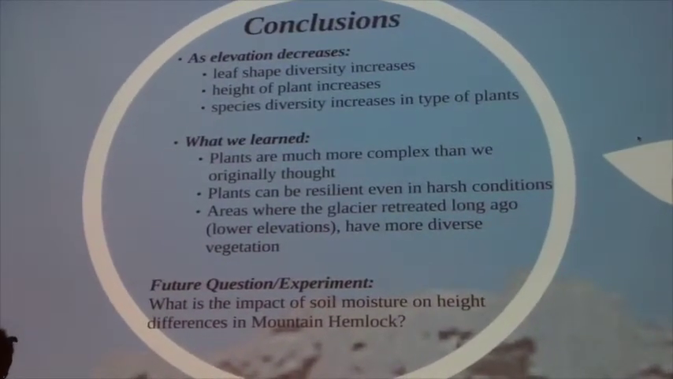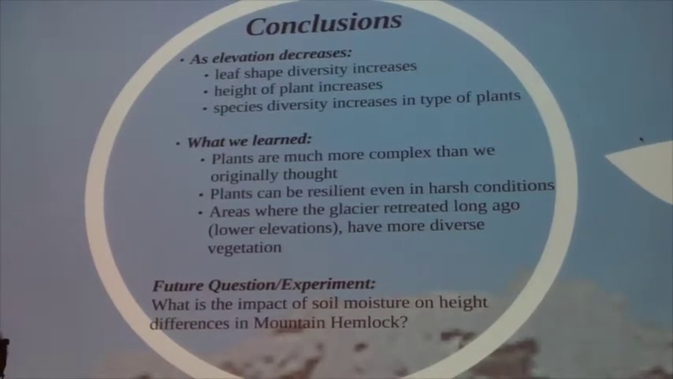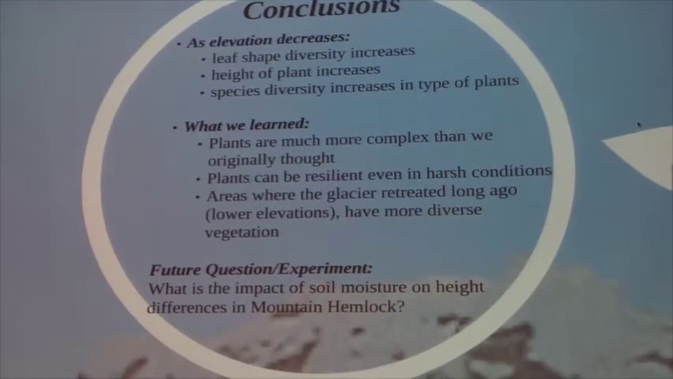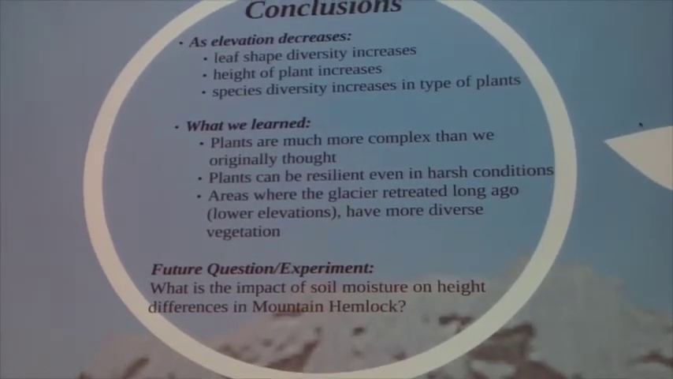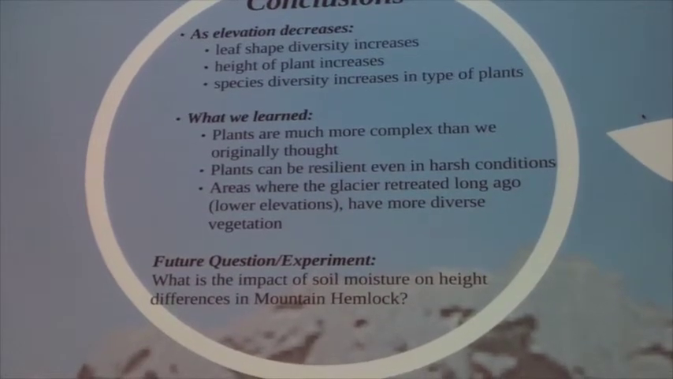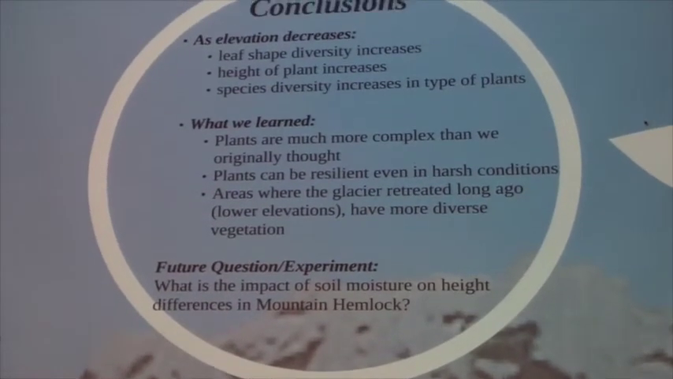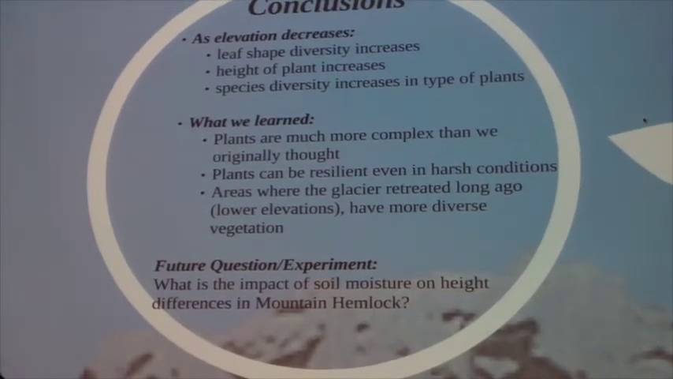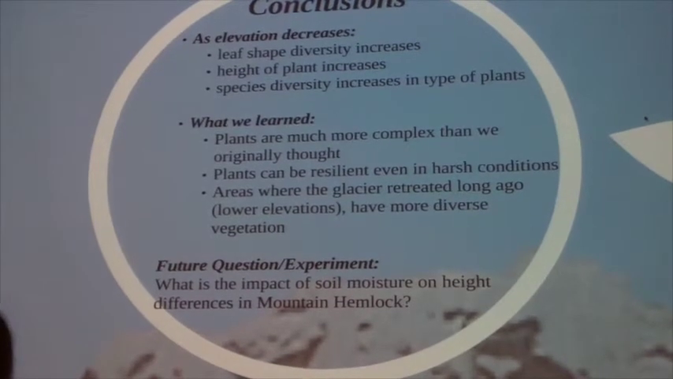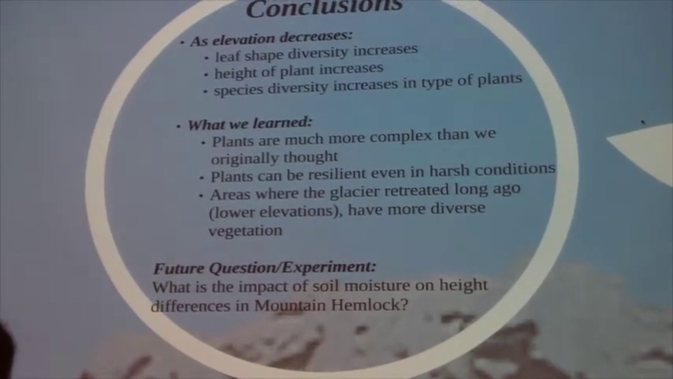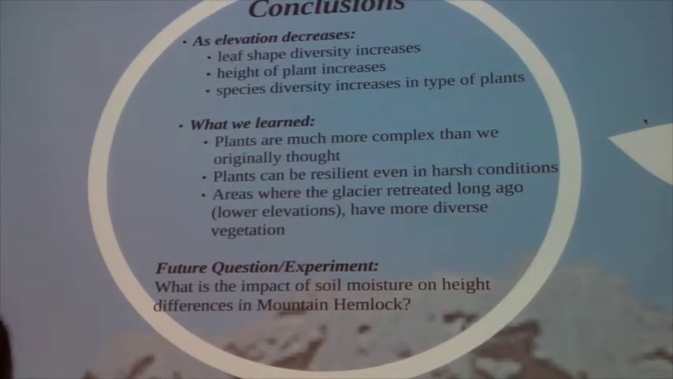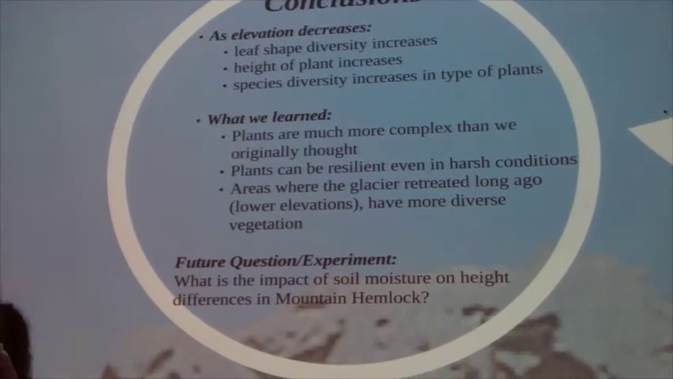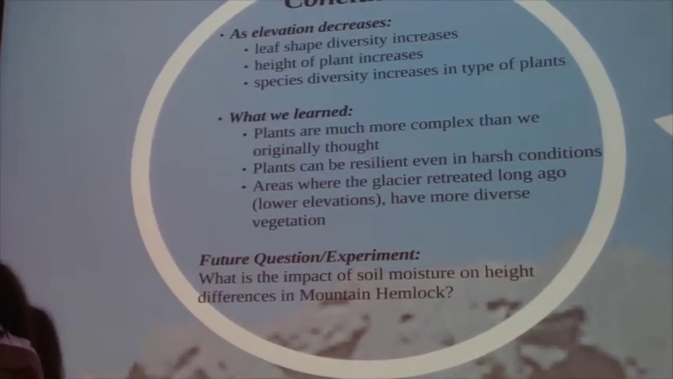Just to reiterate, the conclusion that we found was that overall, as elevation decreases, leaf shape diversity increases, the height of plant increases, and the species diversity increases in types of plants. And we also learned some things ourselves. Plants are much more complex than we originally thought. Plants can be resilient even in really harsh conditions. And we also learned that in areas where the glacier retreated a long time ago, such as in lower elevations, the lower you go, the more vegetation you have.